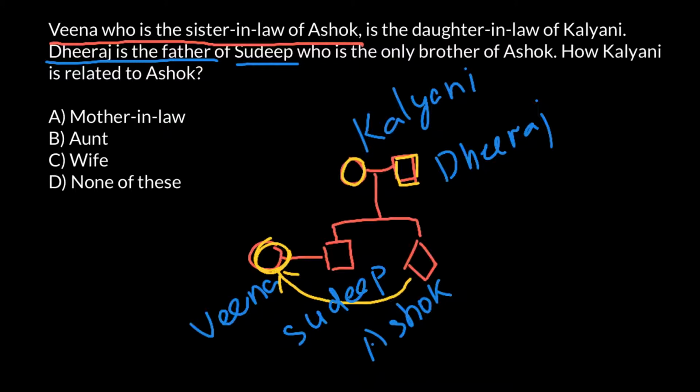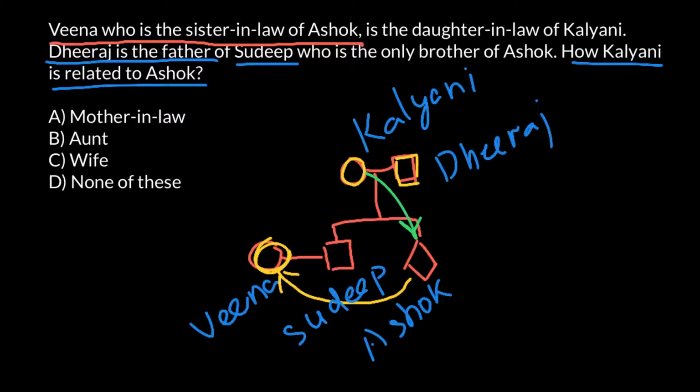Now let's find how Kalani is related to Ashok. And we see that Kalani is a mother of Ashok. So let me use this color. Kalani is a mother of Ashok. And we don't see such an answer here.